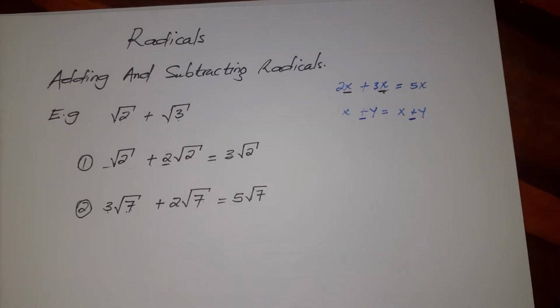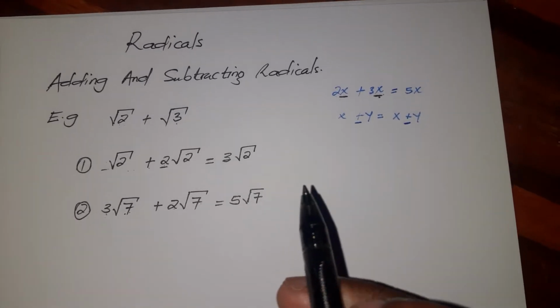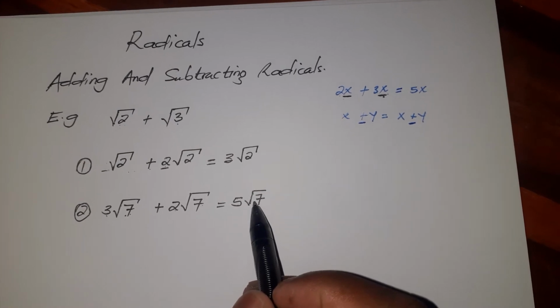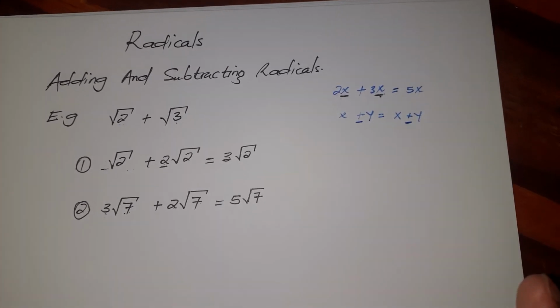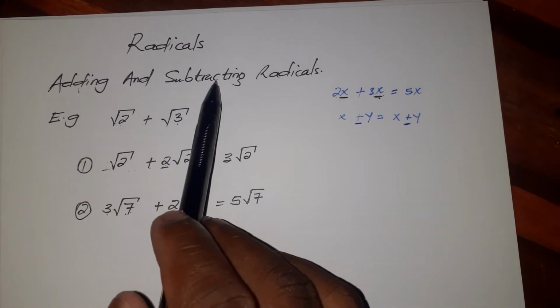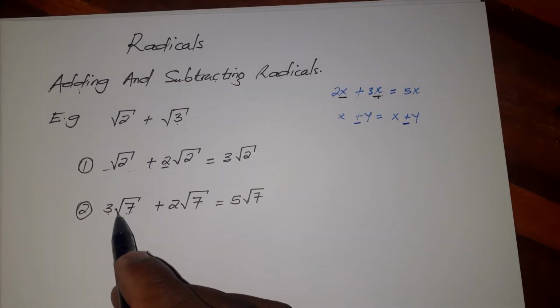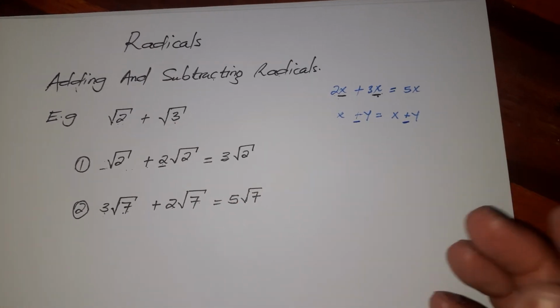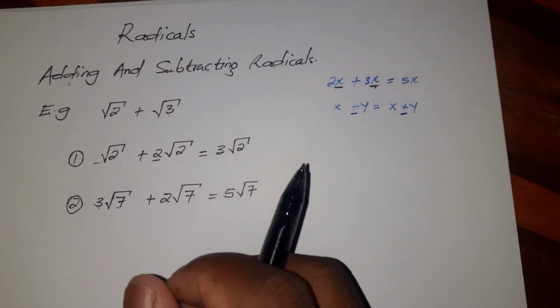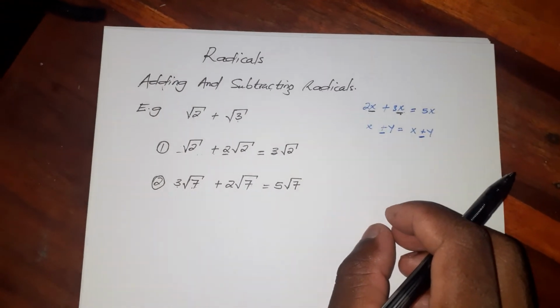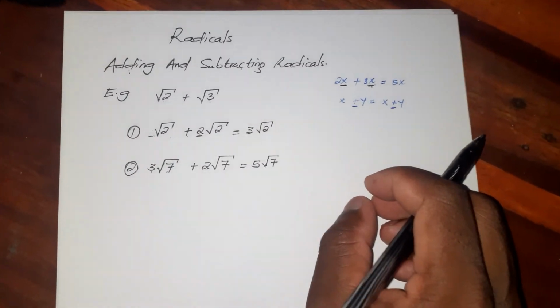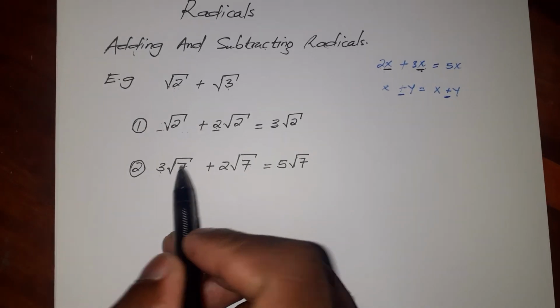Remember that we are not looking for what is equal to square root of 7. We don't want to write the decimal numbers. The idea is just to add and subtract the radicals. This is what we are calling a radical, although we call it a square root, but we are working with numbers without expressing them in their decimal form.